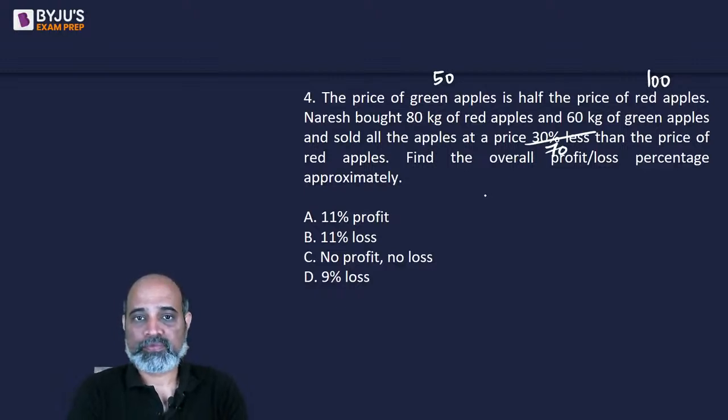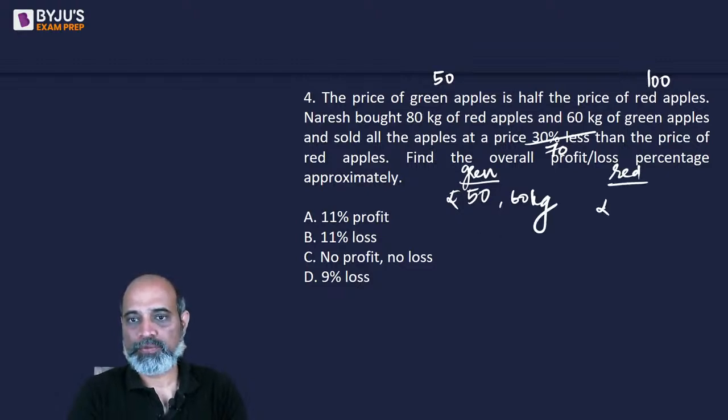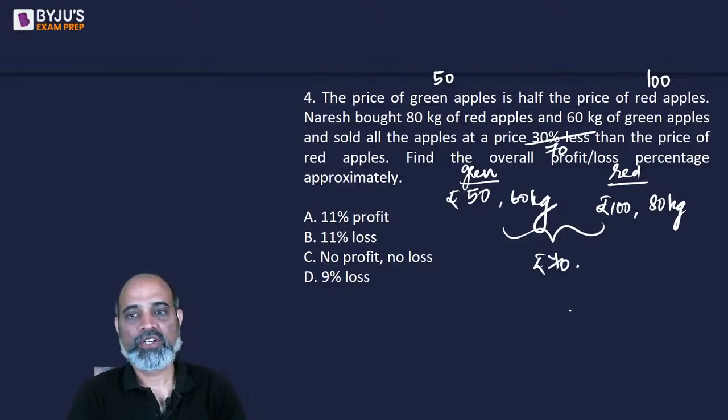So the question says that we have green apples at 50 rupees and we have 60 kg of them. Then we have red apples at a price of 100 rupees and we have got 80 kg of them, and they are both sold together at 70 rupees. So what will be the overall profit or loss percentage?